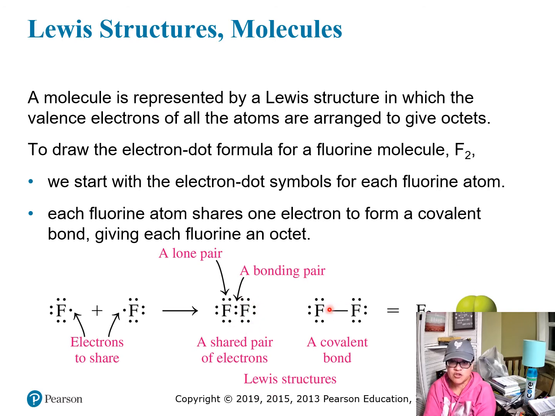This is what the bond looks like. It's covalent, they're sharing. And then each one has 3 lone pairs of electrons. So you can see 3 lone pairs there. This one is an F2. And they all have stable octets.